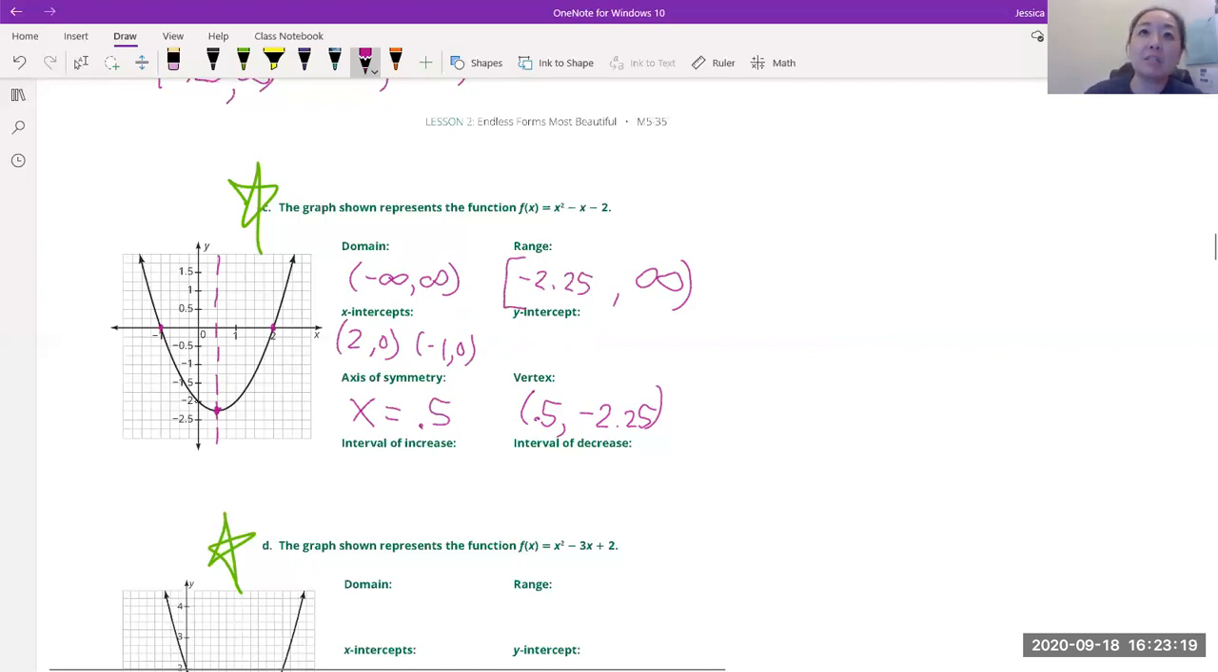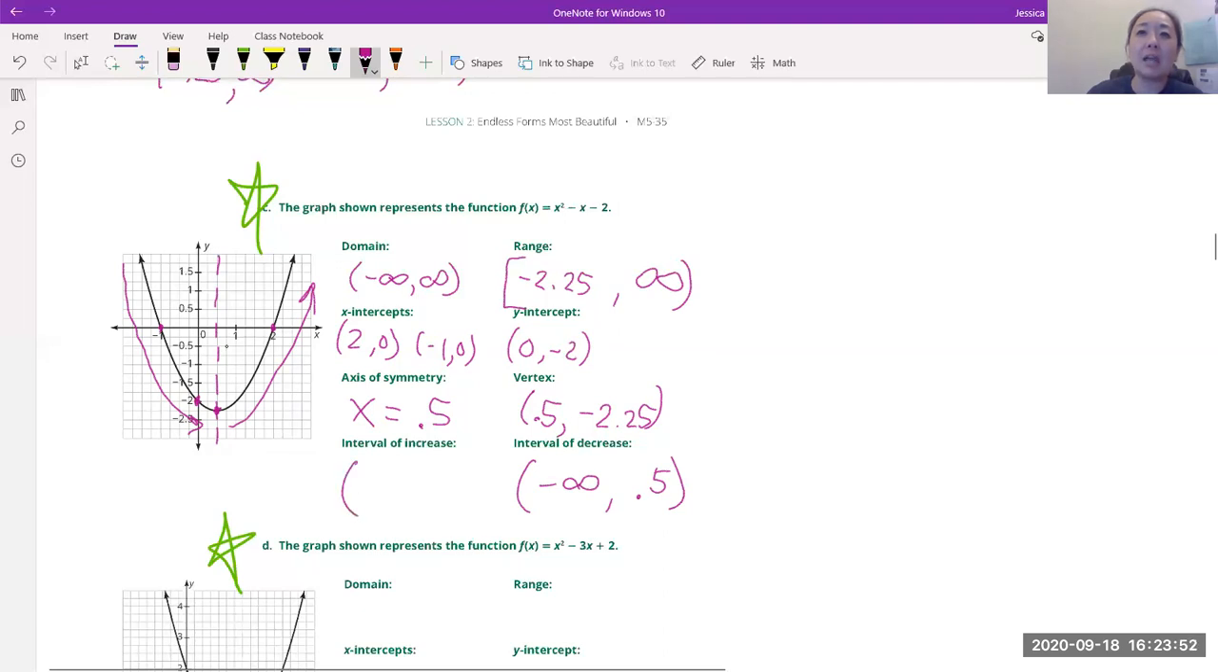The y-intercept is right here at -2, so (0, -2). I said it backwards, I wrote it down and then wrote the 0 first later on. Interval of decrease: remember, we're going down, then we're going to go up. So if I'm going down, that's this part over here, from negative infinity all the way to 0.5. Remember, we're looking at the x part, not the y part.